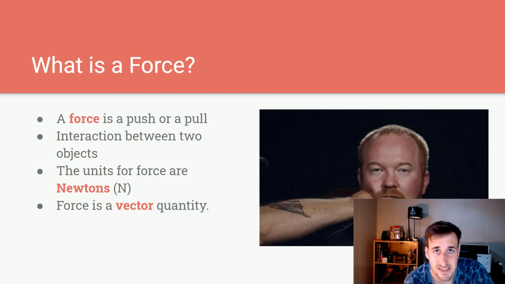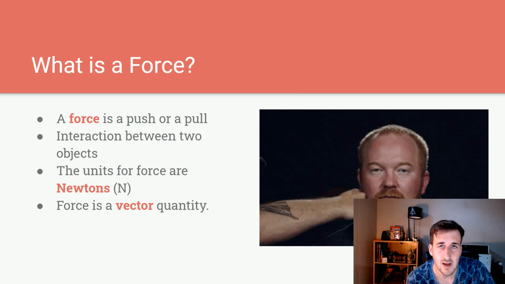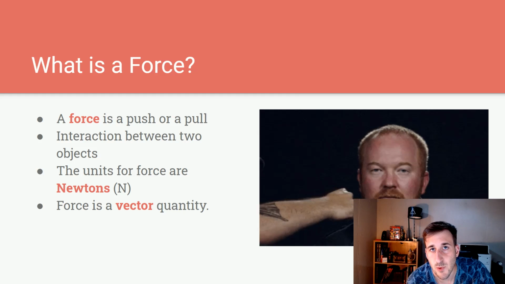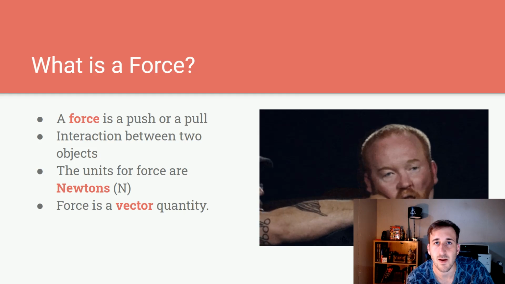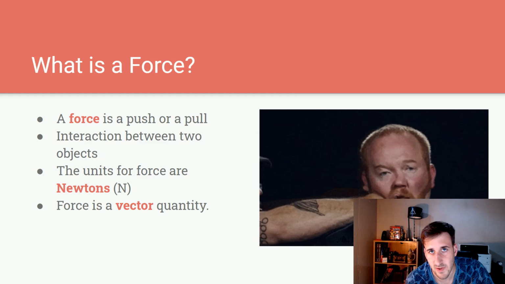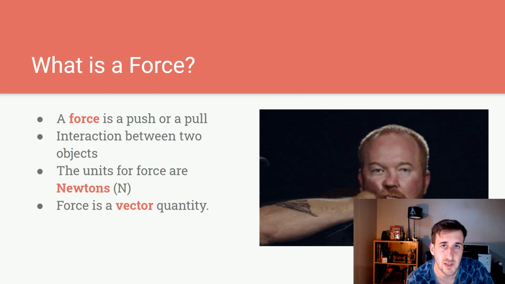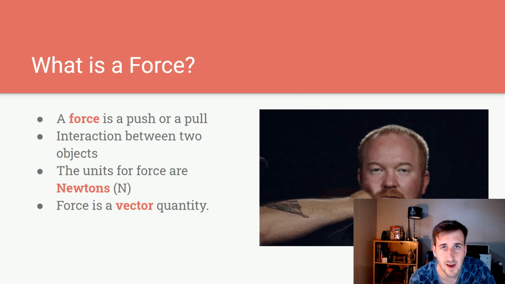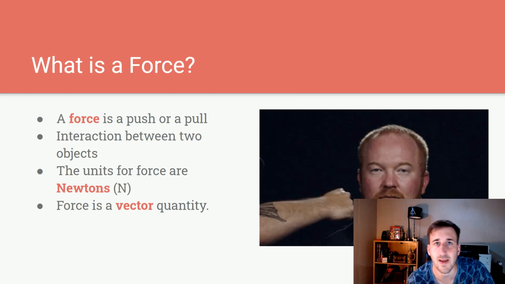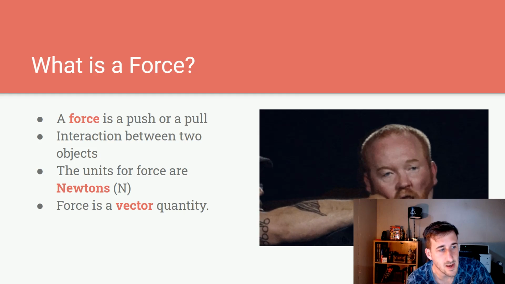There does need to be two objects. Some of my students think that you can push yourself, but that's just one object, yourself, right? And that's not possible. So in order for there to be a force, there has to be two objects. So yourself and the ground, or a golf club and a golf ball, or your hand and literally anything else.